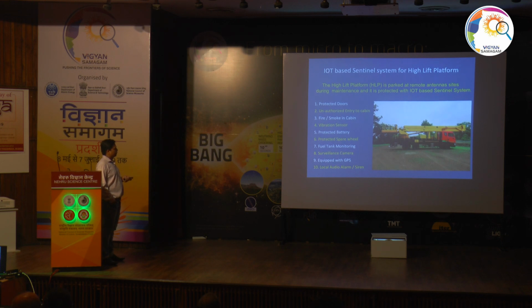Then fire and smoke detection inside the cabin, vibration sensors are on, and it is protected with a battery. Again, there is some signal circuitry installed there so that you can protect the battery. And then IoT? Sorry? What is IoT? IoT is Internet of Things. We are using the internet to get the signal analyzer, transfer the messages. It's a cloud control over the internet. We can control and monitor from anywhere actually.